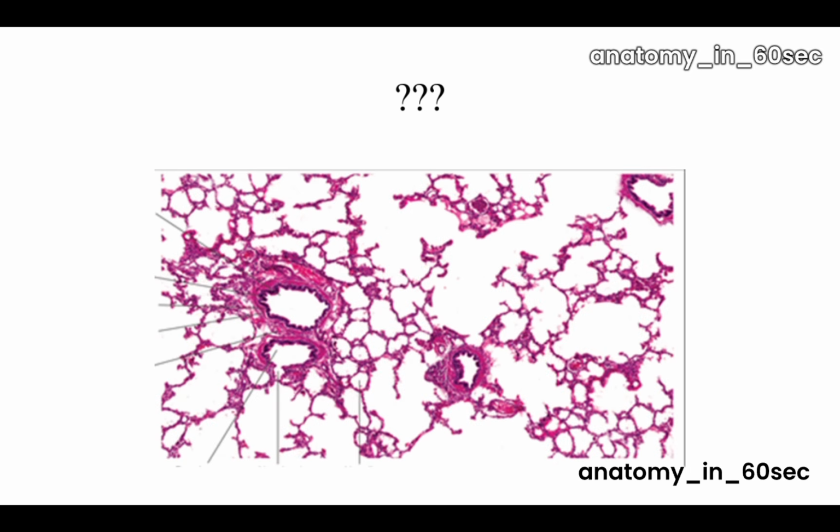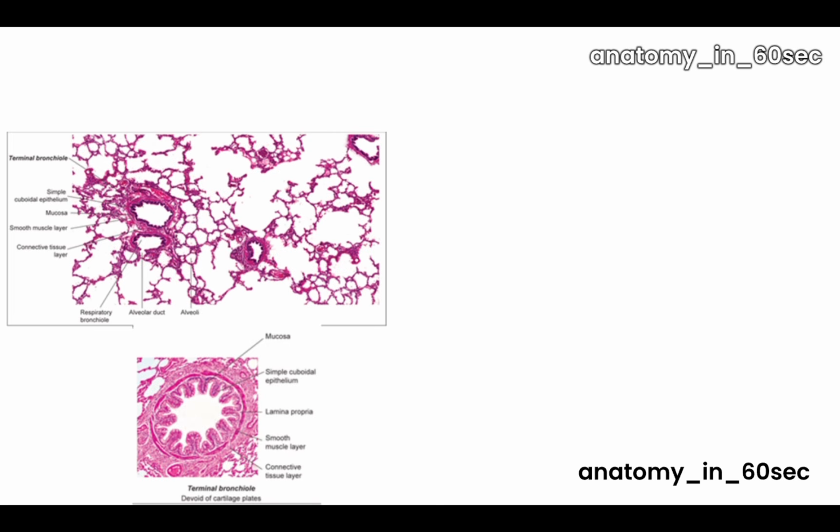Next slide identify பண்ணுங்க. So இந்த slideல என்ன தெரியுது? Some cut section ஒரு இருக்கு, like flower like cut section இருக்கு and around that there are very thin layer of cells. So this is the slide of the lung.